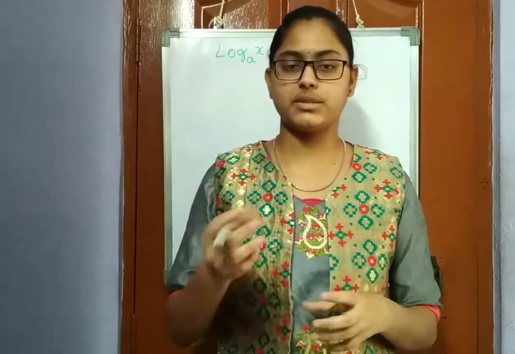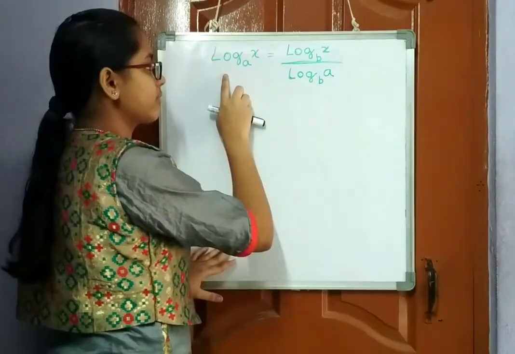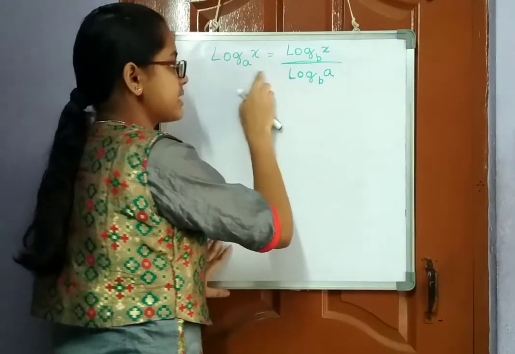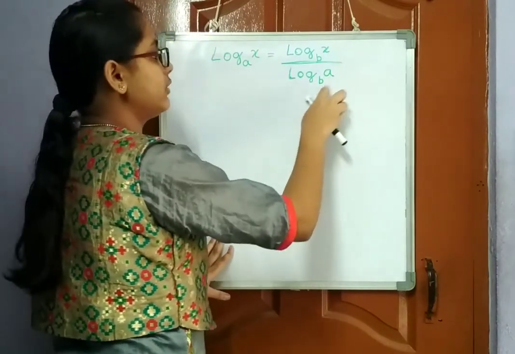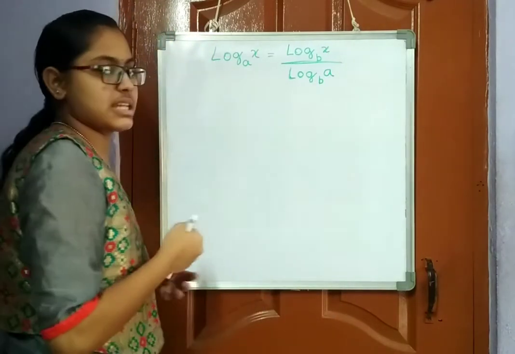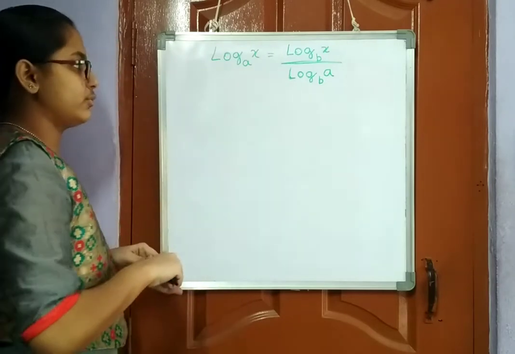Change of base rule. As the name suggests, this will be applicable while we have to change the base of any specific logarithm. So let's see this here. Log x to the base a equals log x to the base b by log a to the base b. That is, the base is changed here. So let's see the proof of this.